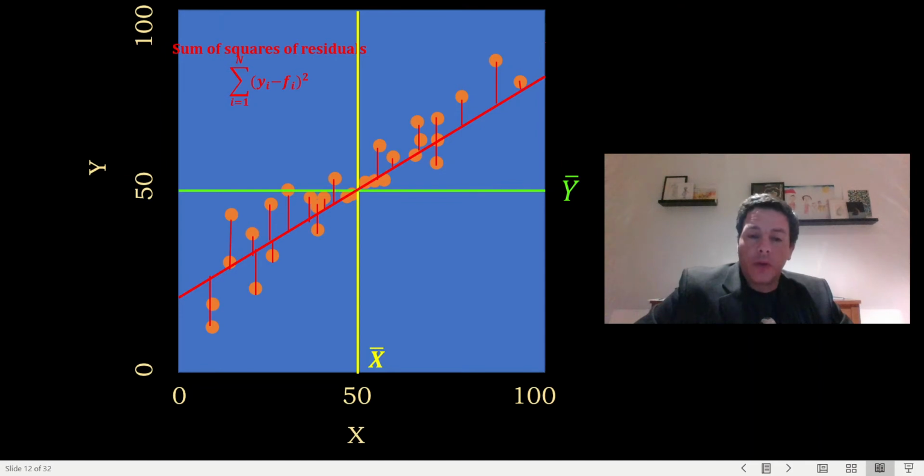And the sum of squares of the residuals is the difference between each observation and the regression. So the more distance there is between the observations and the regression line, the worse the model is. And the closer the observations are to the line, the better the model is at predicting observations.